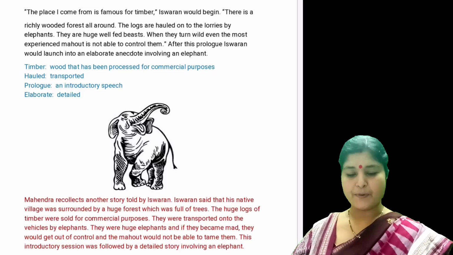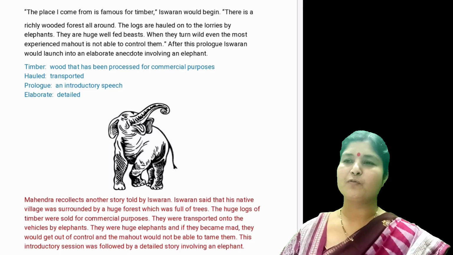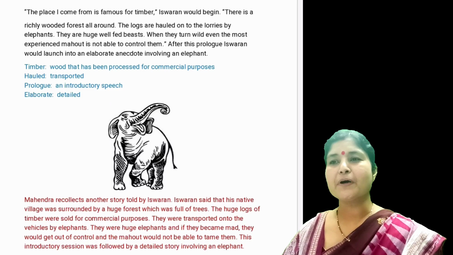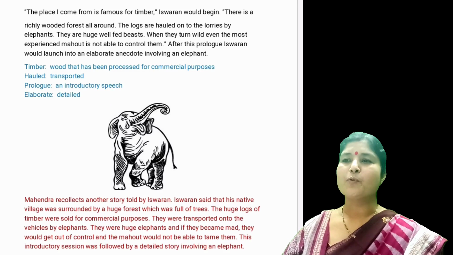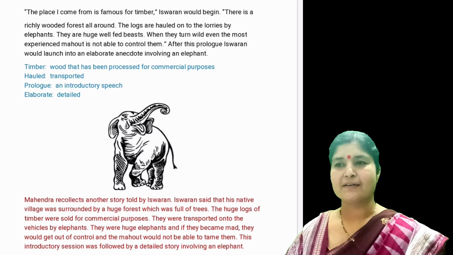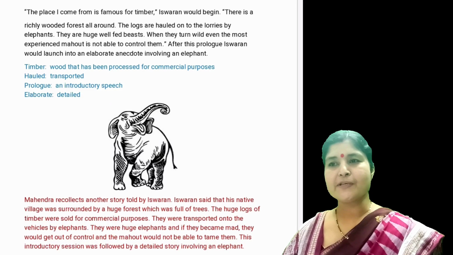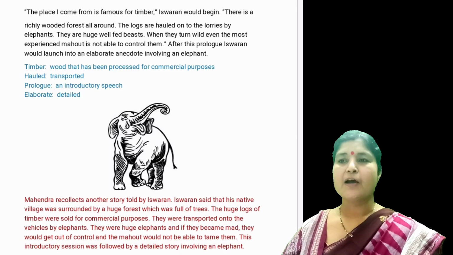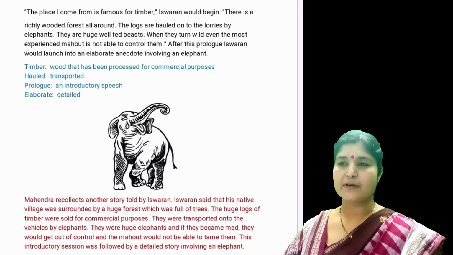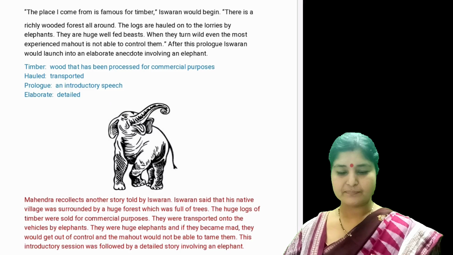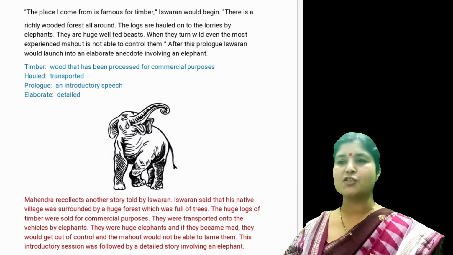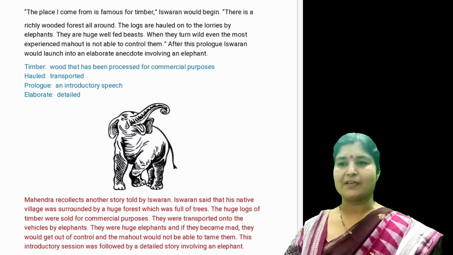So in this paragraph, we will find some difficult words. First one, that is timber. So what is timber? Timber means wood that has been processed for commercial purposes. That is known as timber. The next, hauled. Hauled means transported. Prologue means an introductory speech. Elaborate means detailed.